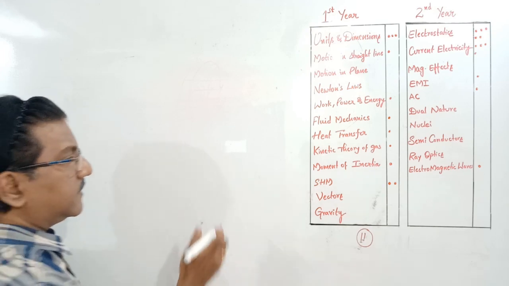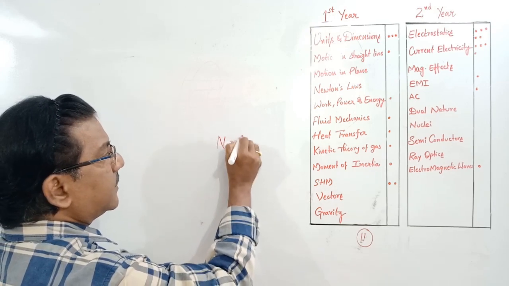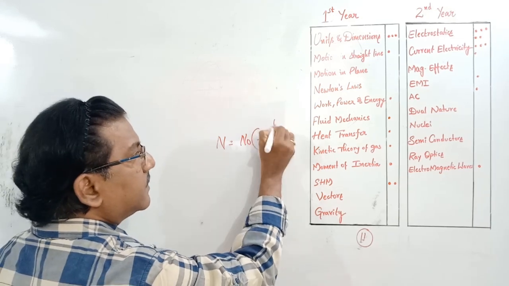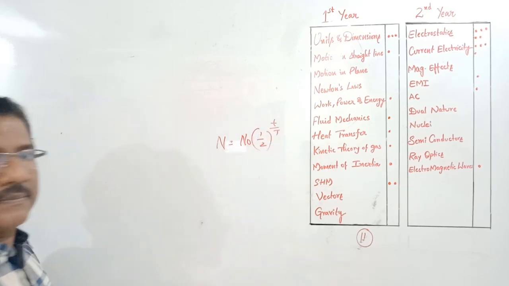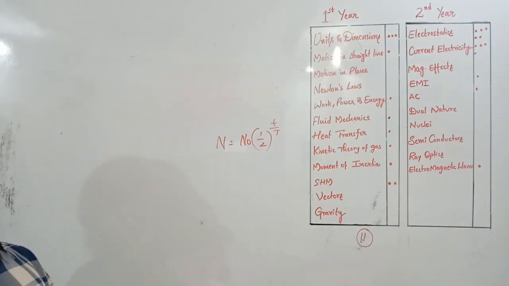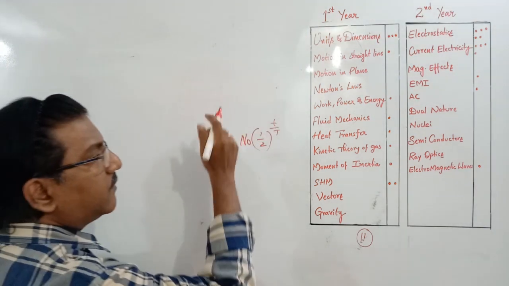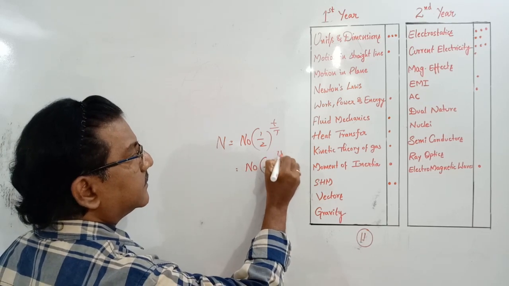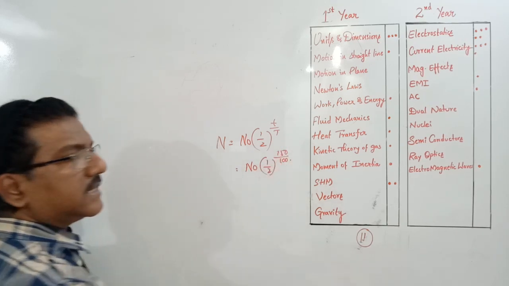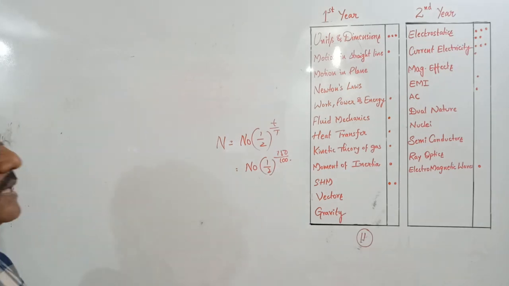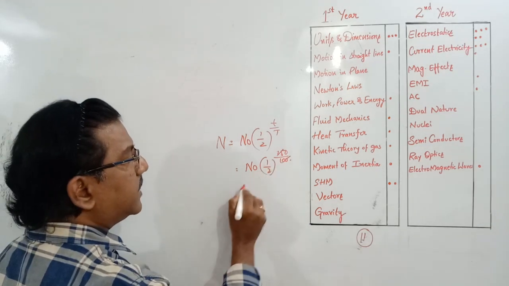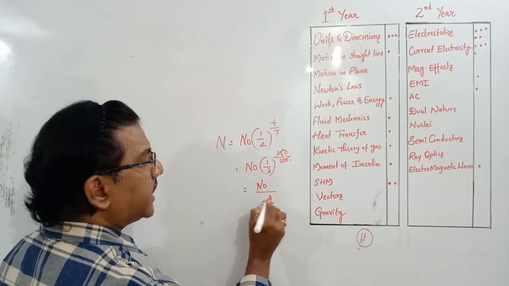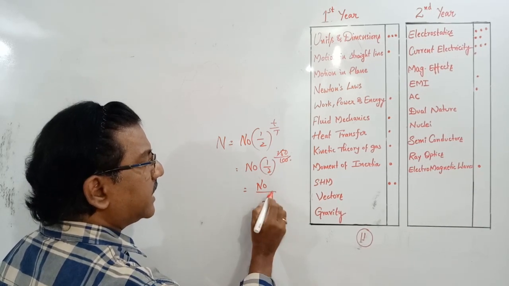For that nuclei, N is equal to N naught half to the power small t by capital T. Direct formula. What is small t? 150 is given. What is capital T? 100 is given. Half-life is given as 100. So how much? N naught by 2, 3 by 2. Here students get confused.